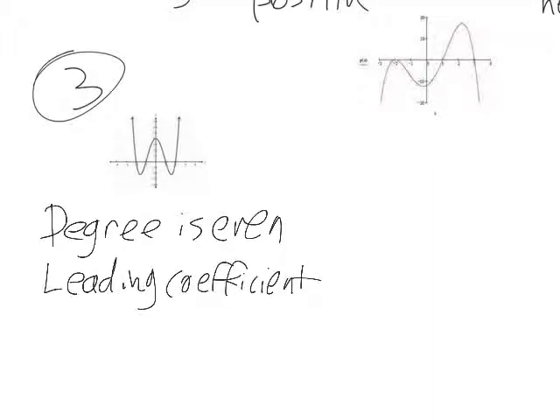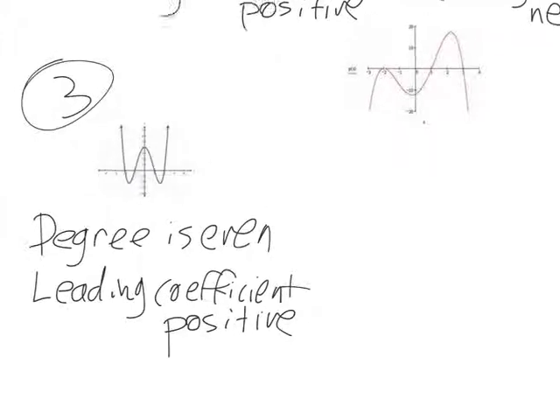Okay? Degree tells you if they go opposite or the same. Leading coefficient being positive or negative tells you how the right end goes, okay? And then the left end, of course, is just going to follow it according to whether they do the same thing or whether they go opposite. All right, our last one right here.